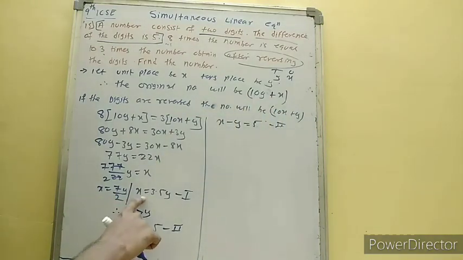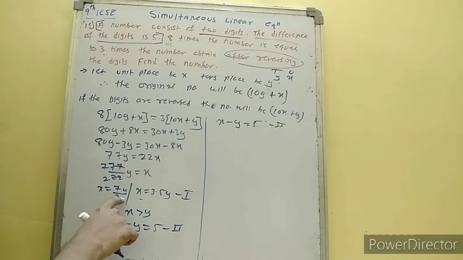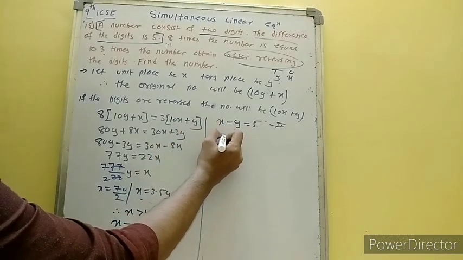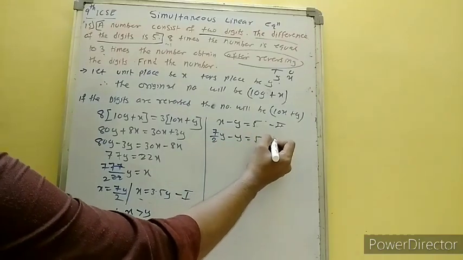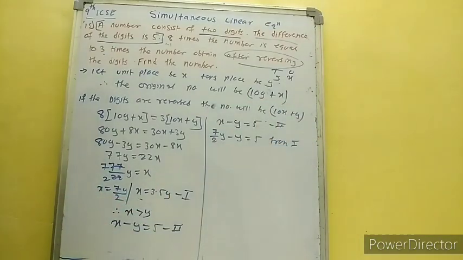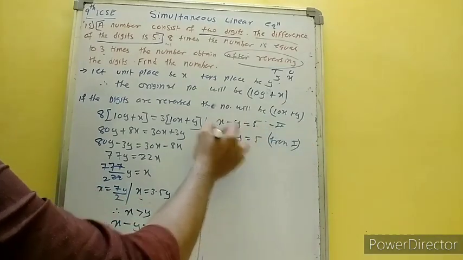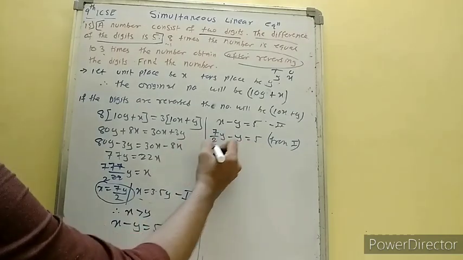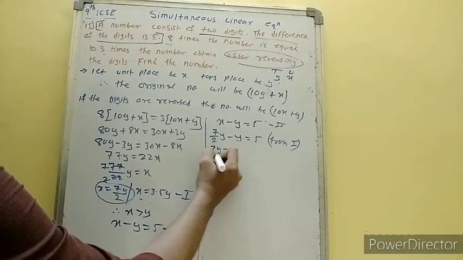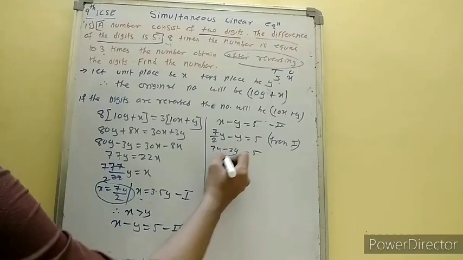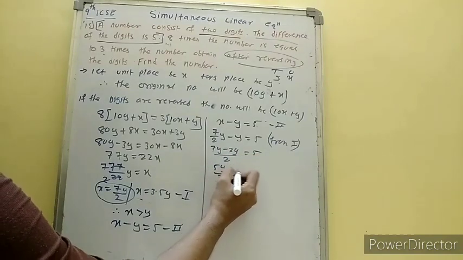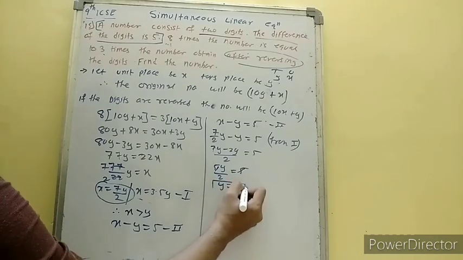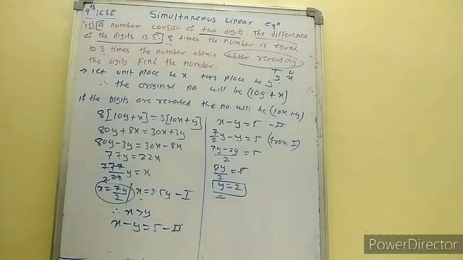So what is the value of x? 3.5, or also we can write 7 upon 2y. So in place of x I will write 7 upon 2y minus y is equal to 5 from 1. Why from 1? Because in place of x I wrote 7 upon 2y. So when I cross multiply, 7 minus 2 is 5y upon 2 is equal to 5. Y cancels. We have y is equal to 2.